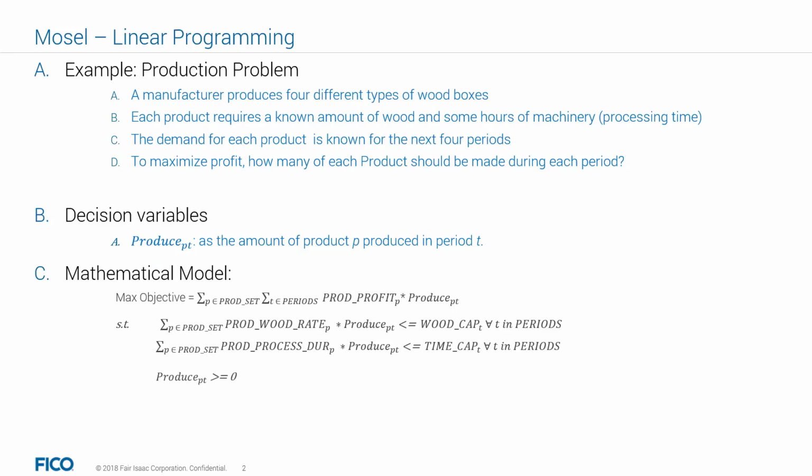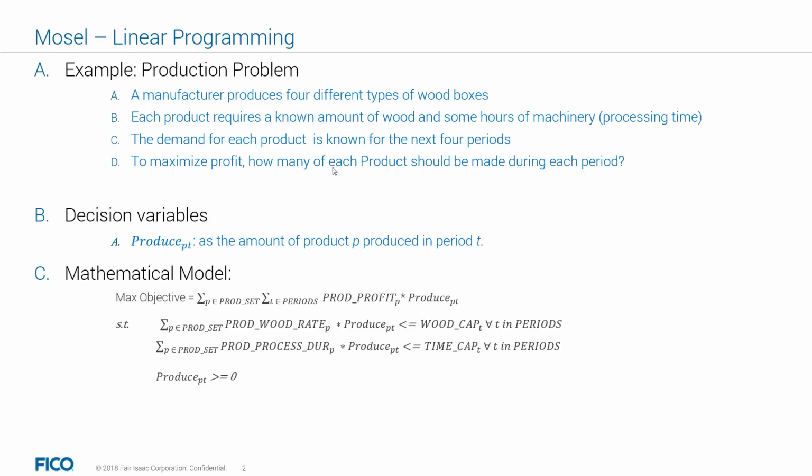To start with, I would like to describe the problem that we are looking at. A manufacturer produces 4 different types of wood boxes. Each product requires a known amount of wood and some hours of machinery processing time, and the demand for each product is known for the next 4 periods. So the objective function being maximizing profit, how many of each item should we produce?